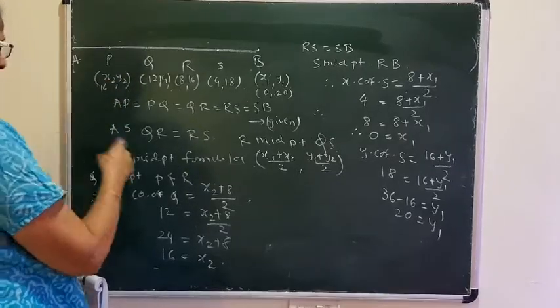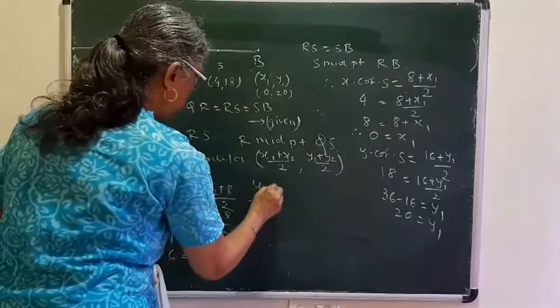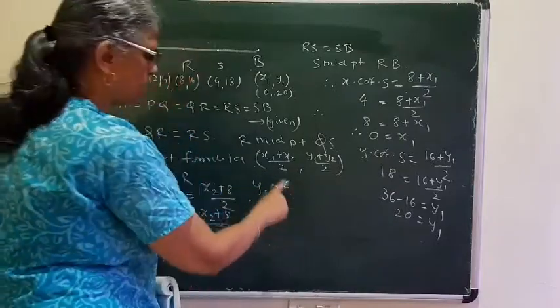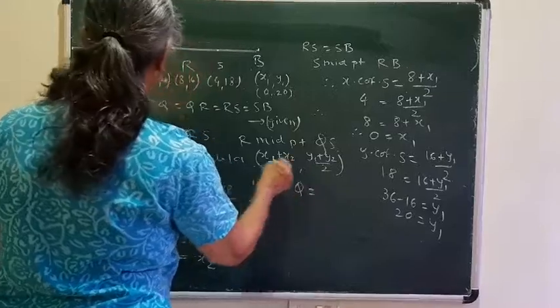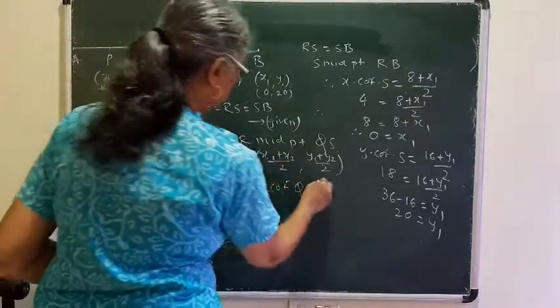Got it? Similarly, y coordinate of, everywhere we are using which formula? Midpoint formula. Y coordinate of Q is equal to y2 plus 16 by 2.